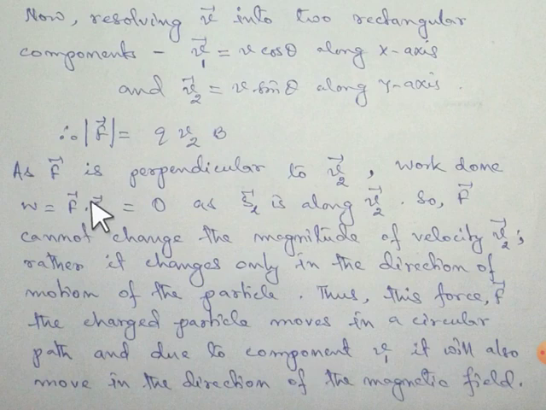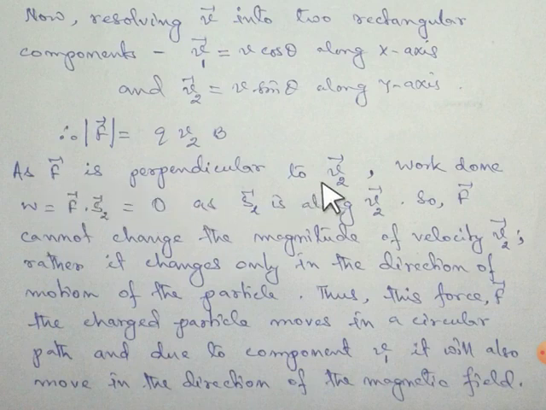Work done W is equal to F dot S2, taking the distance moved to be S2. The dot product F dot S2 will be equal to 0, as S2 is along V2. Got it? So your F cannot change the magnitude of the velocity V2. Rather, it changes only the direction of motion of the charged particle. Thus, due to this force F, the charged particle moves in a circular path, and due to the component V1, it will also move in the direction of the magnetic field. Can you understand this part?